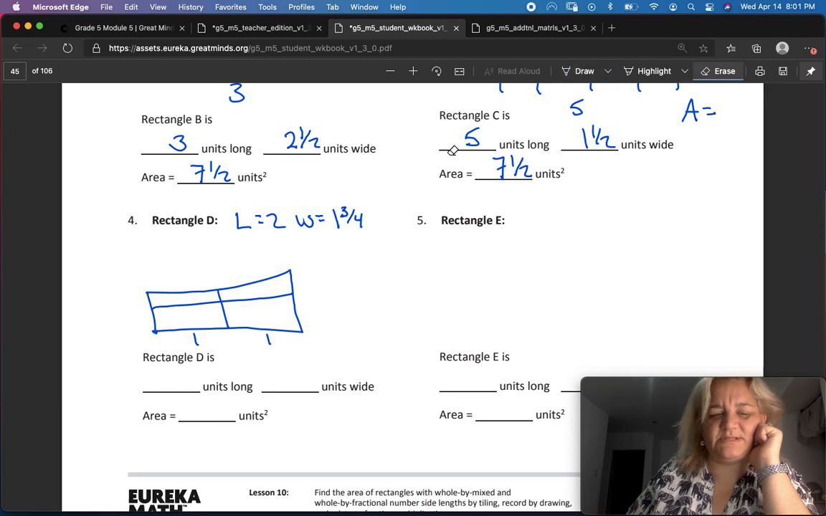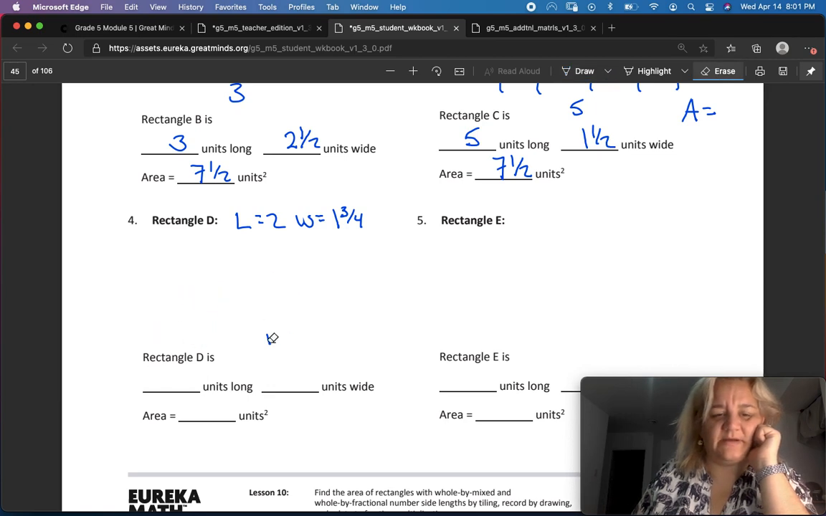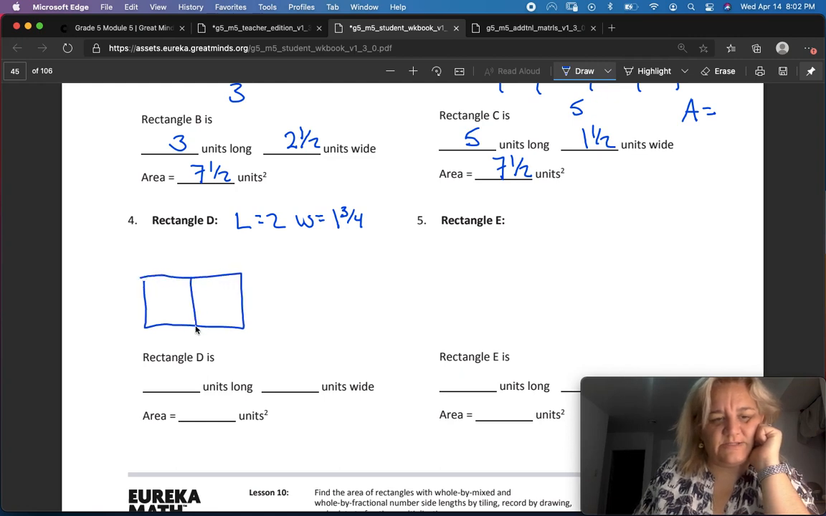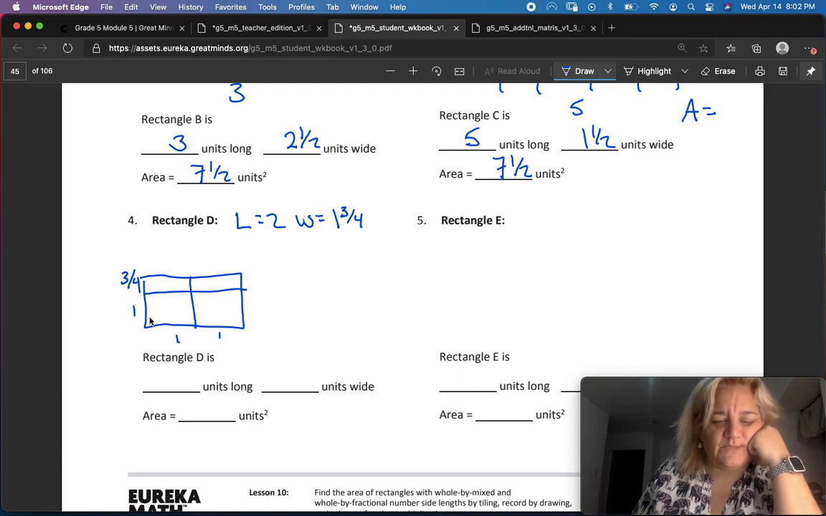I wish those were a little more square. I'm going to try and draw them a little bit better. I went a little too long on that. Okay, 1 and 3/4 and 2. That's better. So there's my 2, 1 and 1. And here's my 1, and that's 3/4. So let's find the area of each of these little squares here.